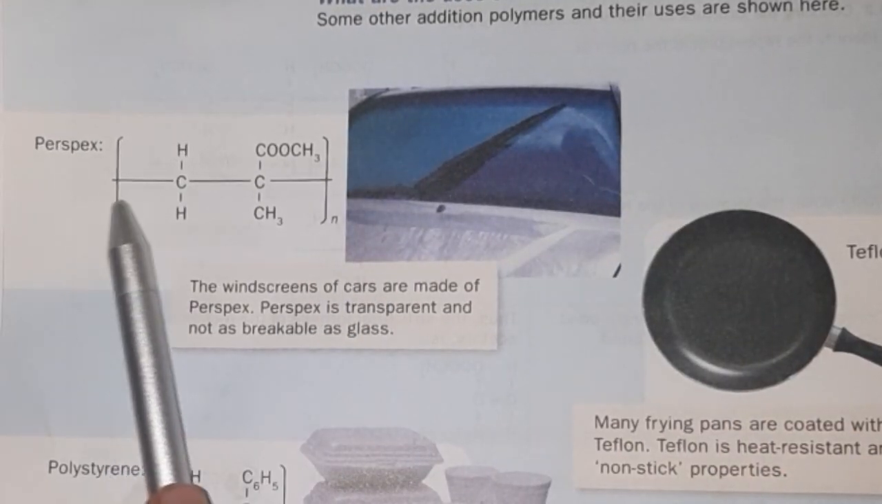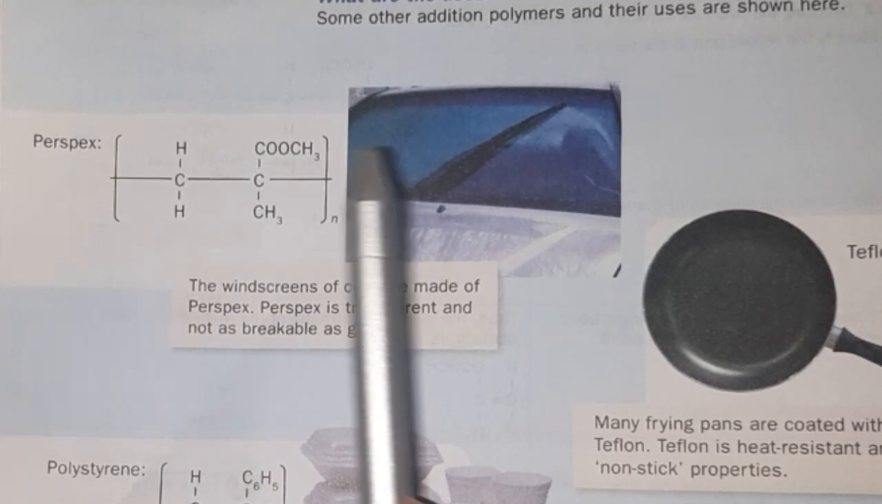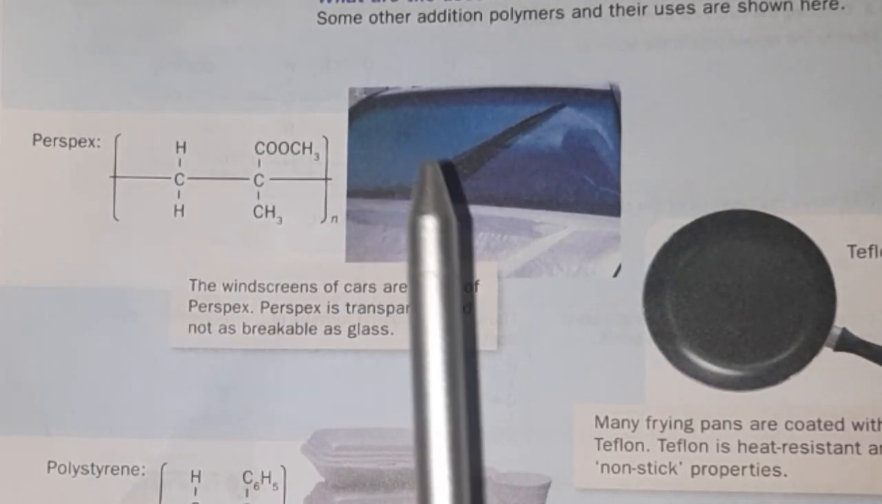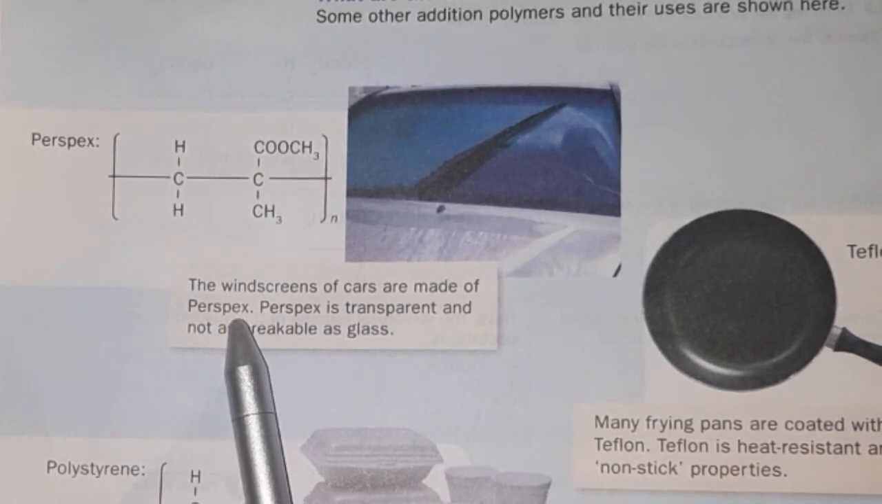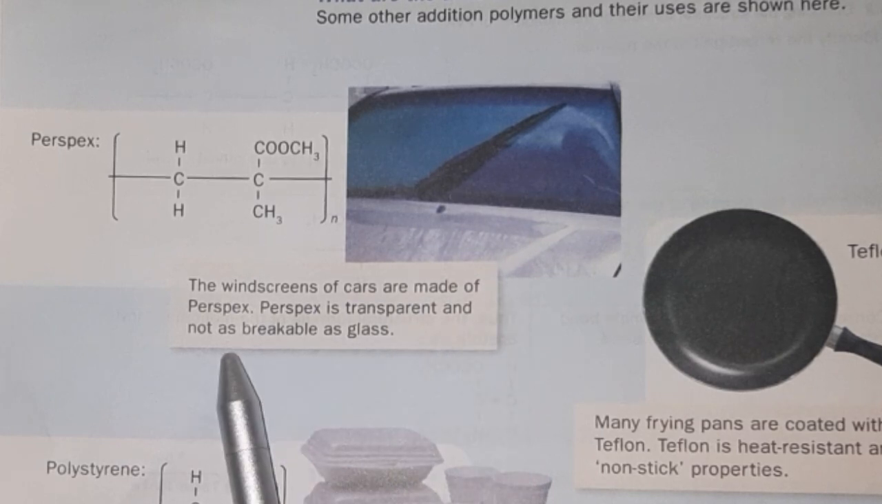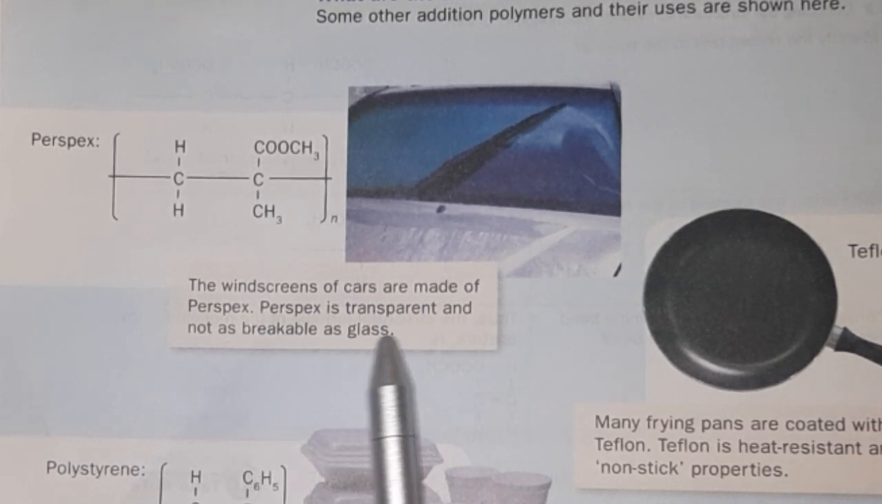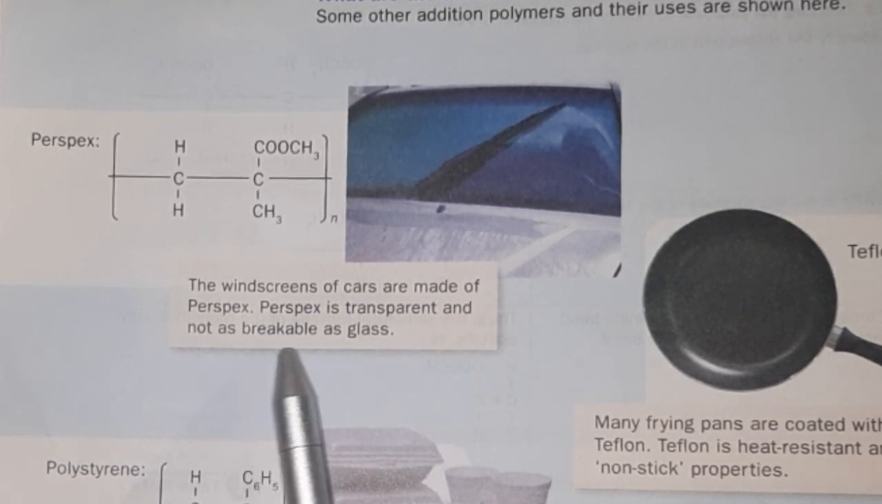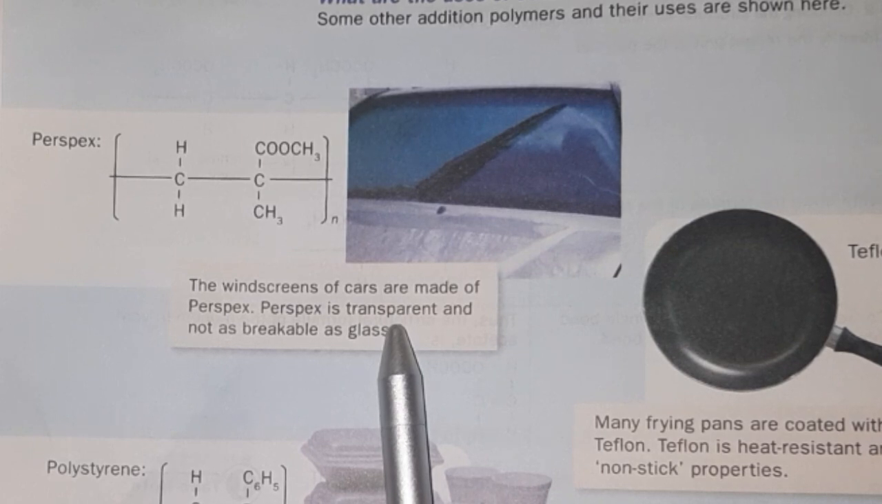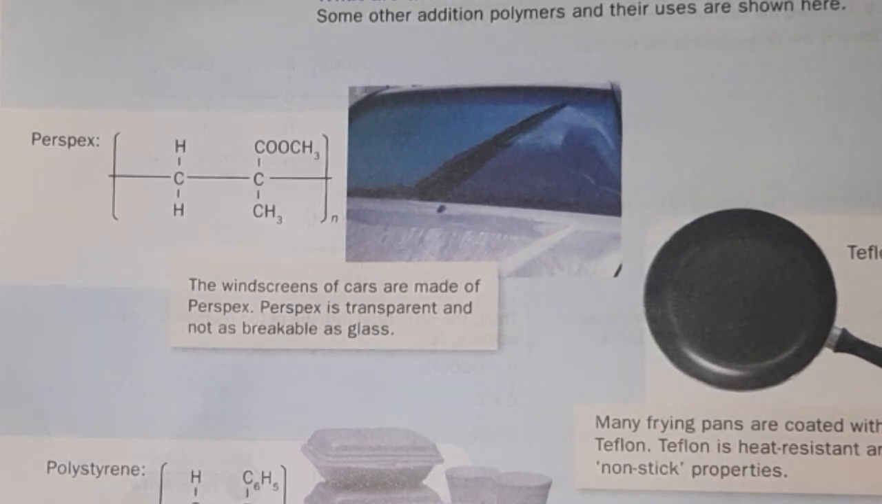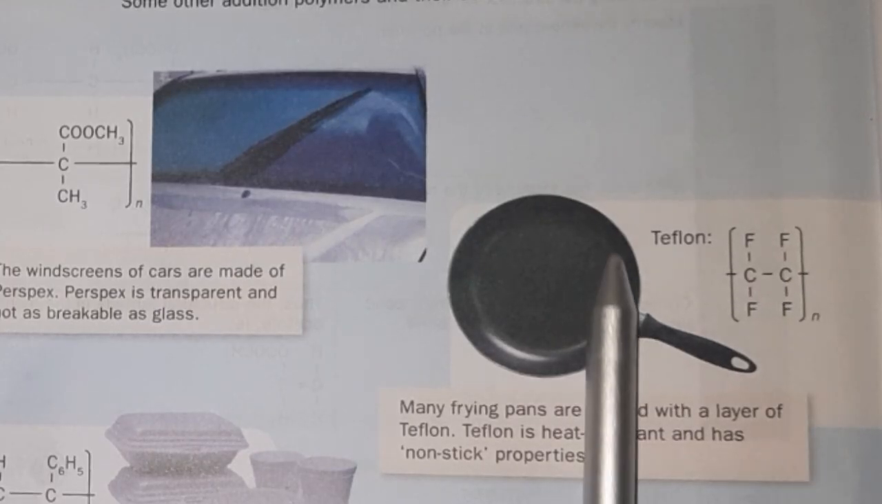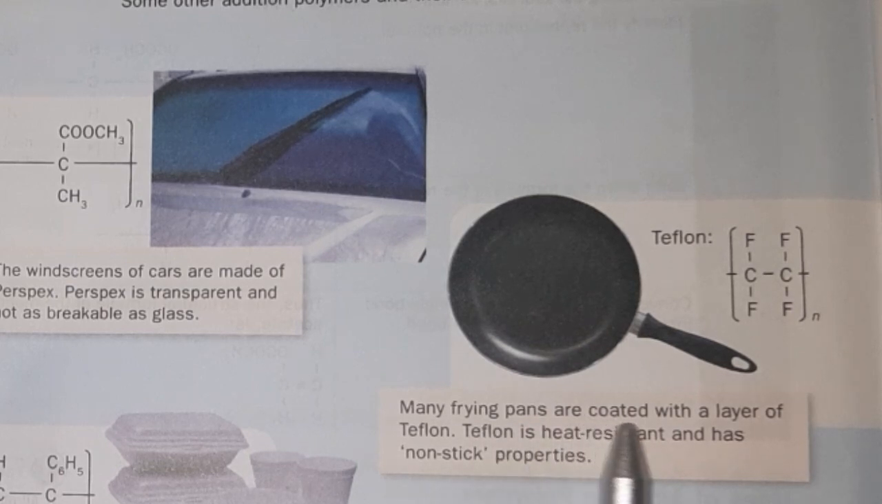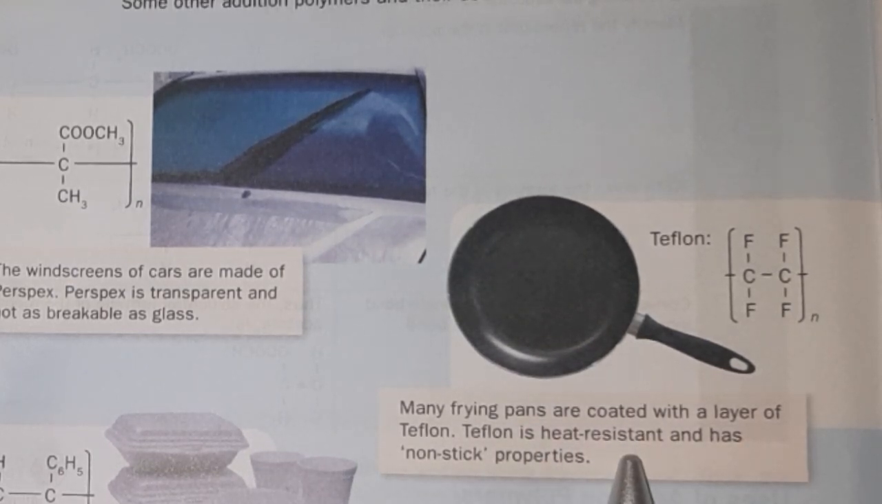Here this is the Perspex, which we have discussed earlier. Just the formula you can see. It is used for the windscreens of cars. Perspex is transparent and not as breakable as glass. This is Teflon, which I have already discussed. These frying pans are coated with a layer of Teflon. Teflon is heat resistant and has non-stick properties.